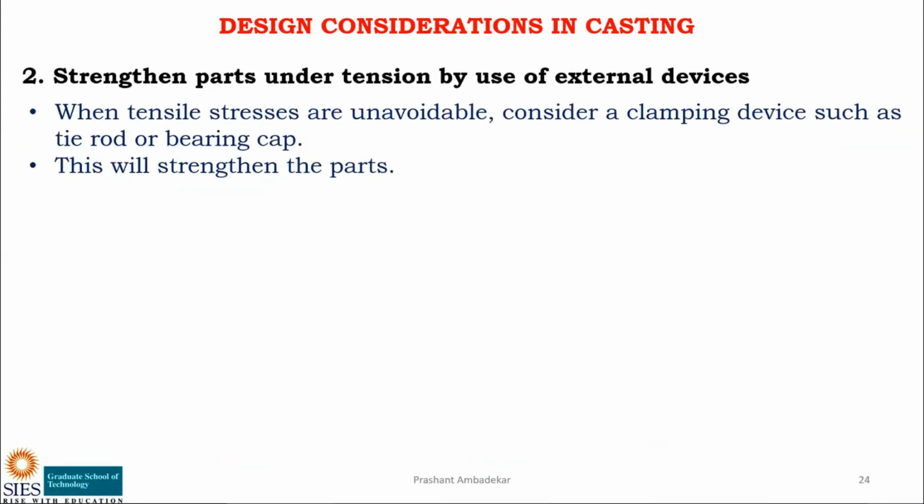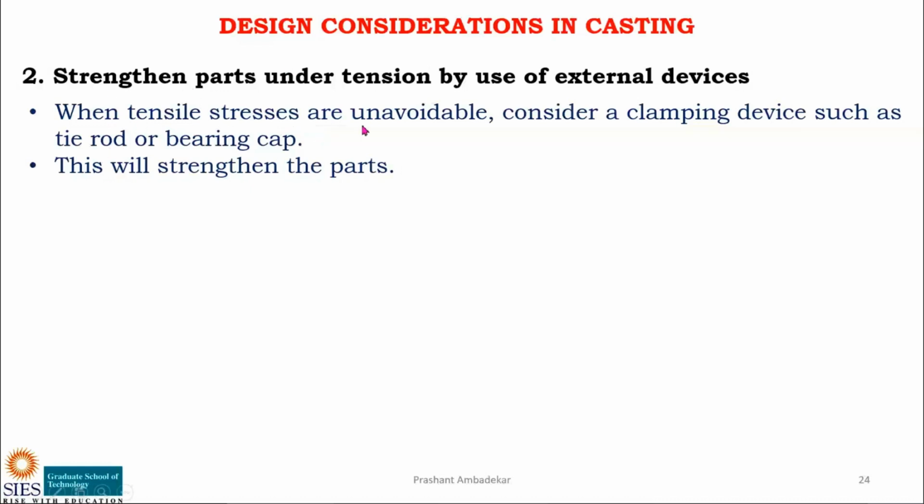Then the second design consideration is to strengthen parts under tension by use of external devices. Every time it is not possible to change the tensile nature of the force to compressive nature. Sometimes it is possible by changing the orientation or the position of the point of application of the force. Every time it is not possible. So in such a case, what will we do?